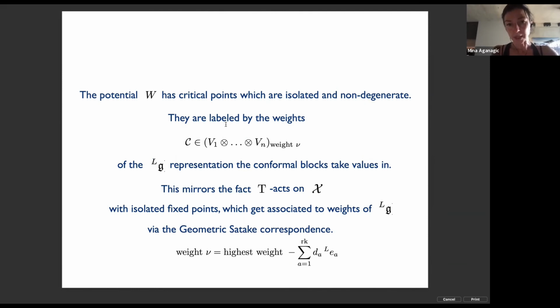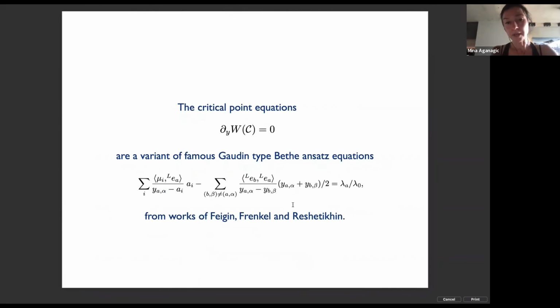The critical points are labeled by the weights in the same weight space of the Lie algebra representation that conformal blocks transform in. This mirrors the fact that the torus acts on X with isolated fixed points, which get associated to the weights of the Lie algebra via the geometric Satake correspondence. The critical point equations are a variant of the famous Gaudin-type Bethe ansatz equations from works of Feigin, Frenkel, and Reshetikhin.